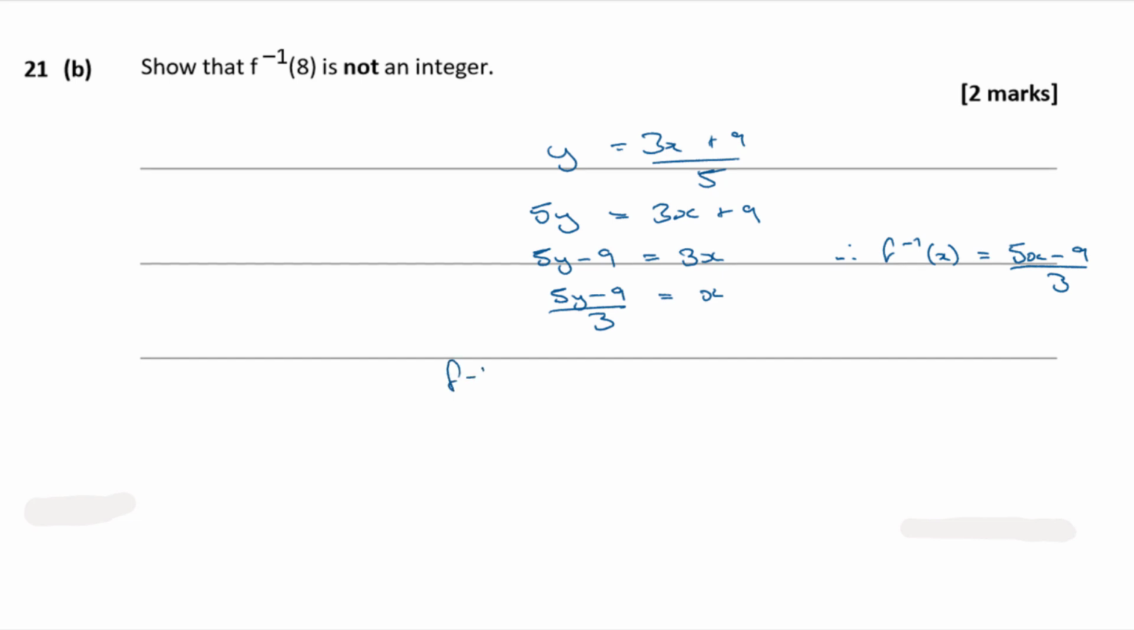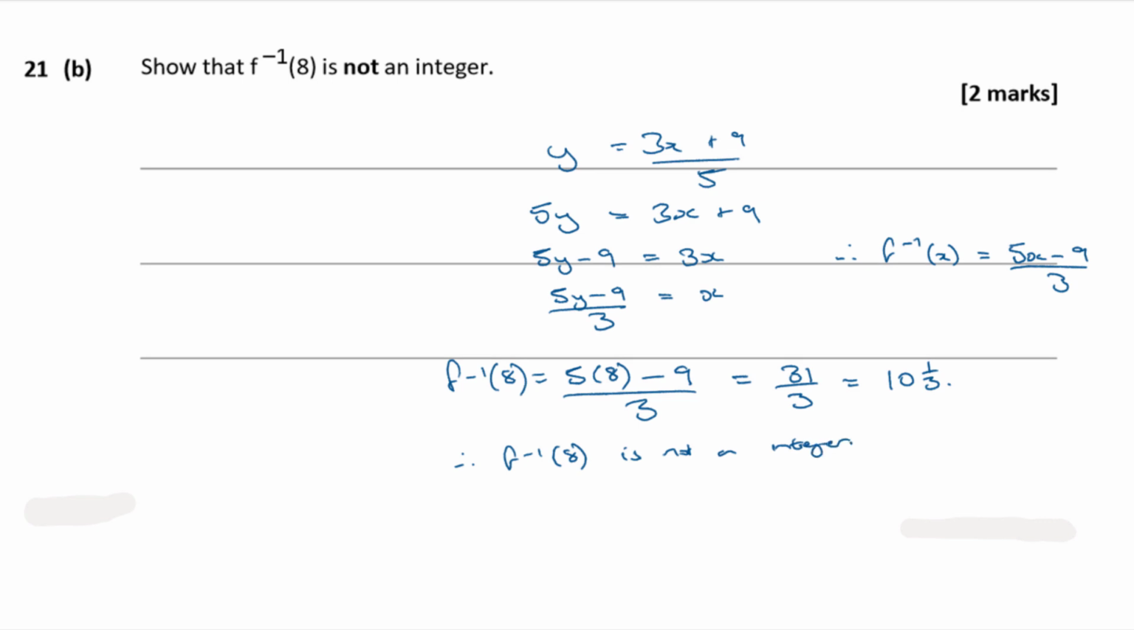So what is f to the minus 1 of 8? Well, it's going to be 5 lots of 8 minus 9, divided by 3. So 5 eighths are 40. Take away 9, that's 31. 31 over 3, well, it goes in 10 times remainder 1, isn't it? It's 10 and a third. Okay, so therefore f to the minus 1 of 8 is not an integer, because it's got a third on the end.